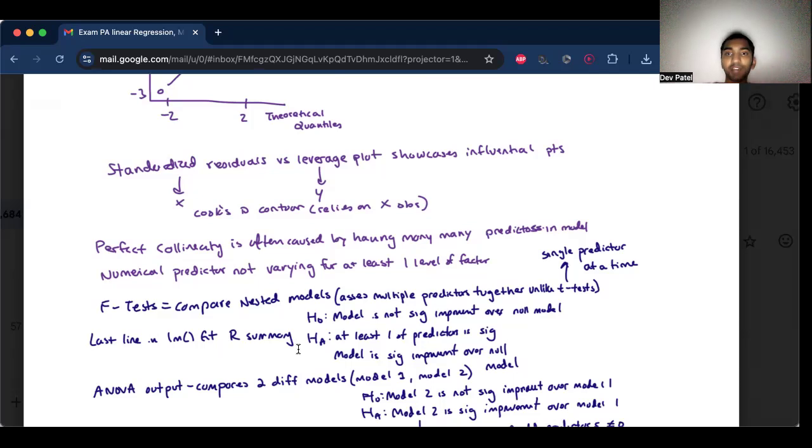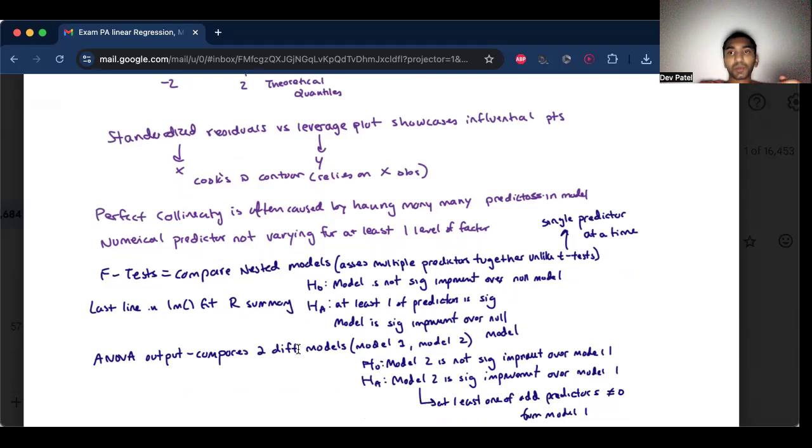So F tests actually allow us to do this. They assess multiple predictors together, unlike T tests. When we do a simple model fit in R, we can see at the last line of the summary the F statistic, and we can see the p-value for that. If our p-value is less than 0.05, our model is a significant improvement over the null model. This means that at least one of the predictors in our pool of predictors is significant, compared to the null hypothesis, which is that the model is not a significant improvement over the null model. The null model would be a fine model for this data set.